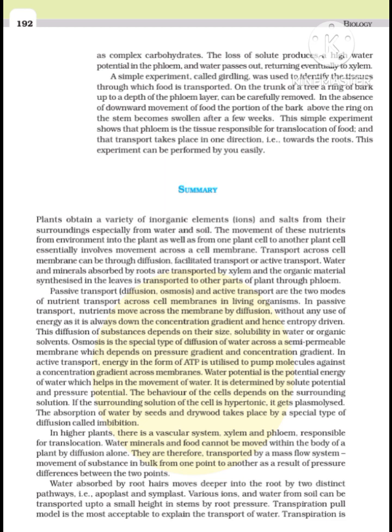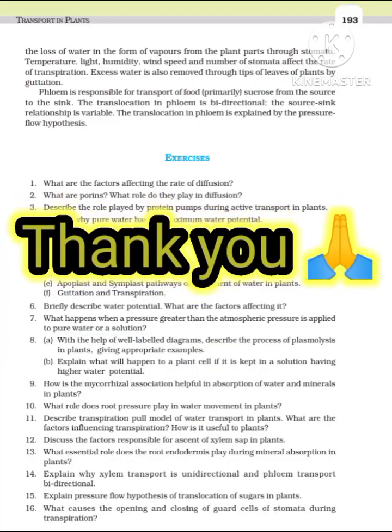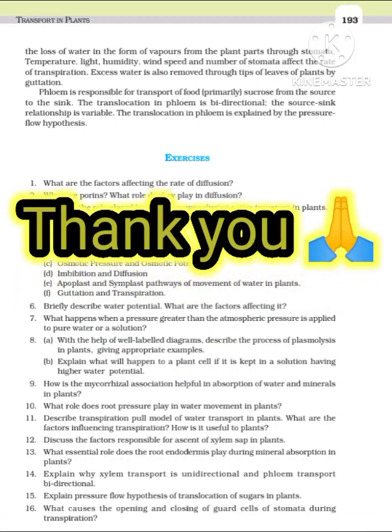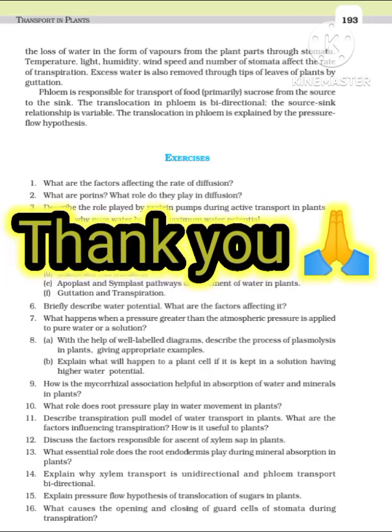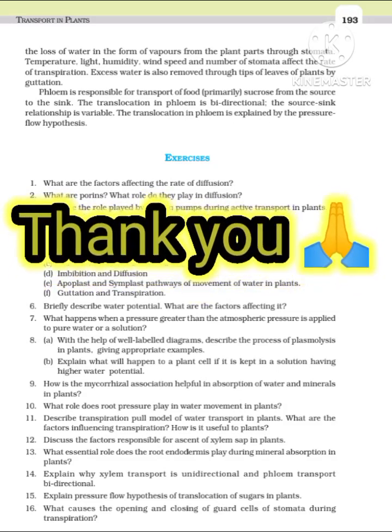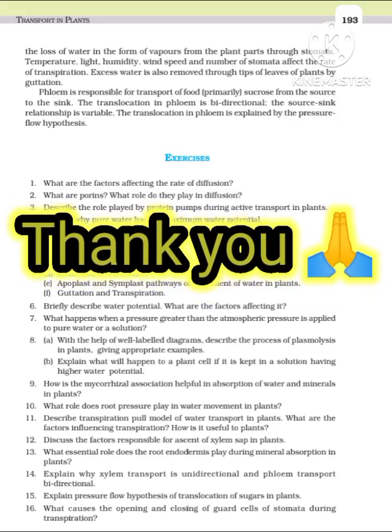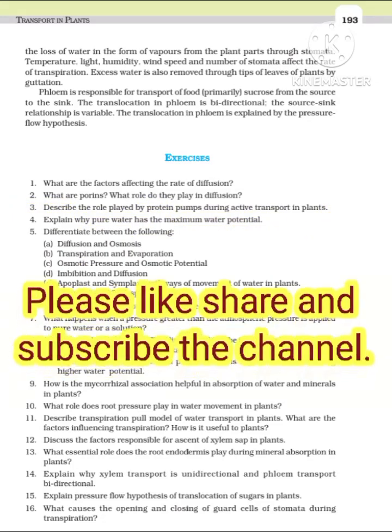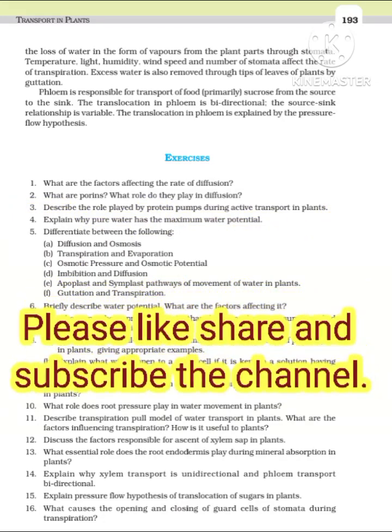Transpiration pull model is the most acceptable to explain the transport of water. Transpiration is the loss of water in the form of vapors from the plant parts through stomata. Temperature, light, humidity, wind speed, and number of stomata affect the rate of transpiration. Excess water is also removed through tips of leaves of plants by guttation.